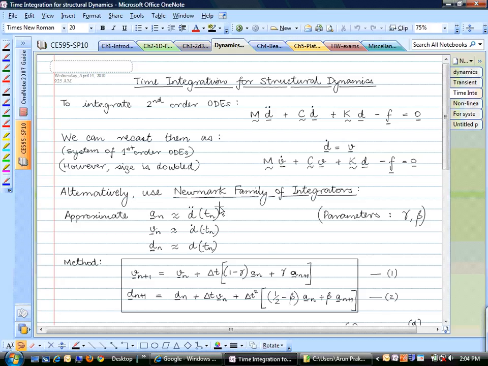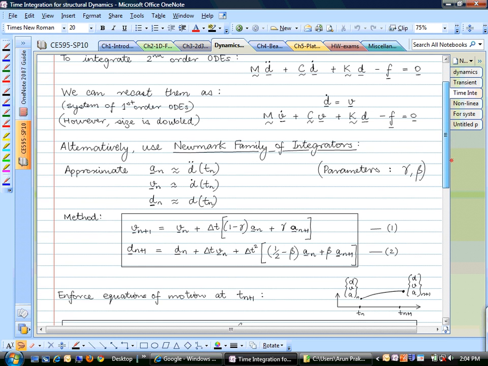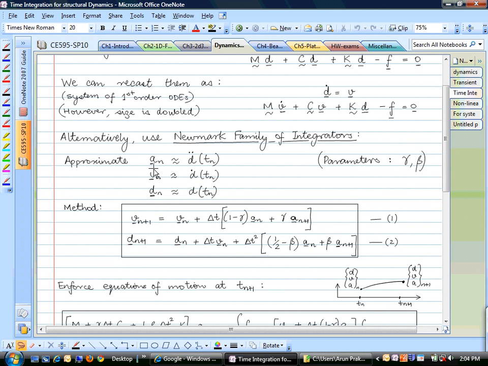So this Newmark family of integrators, what it allows you to do is actually integrate this second order equation directly. And let's see how that works. So again, the approximations that we use is that accelerations will be denoted by a, velocity, and displacements. These are approximations for the value at Tn. So for example, here, this is the value at Tn. We know the state at Tn. We know displacements, velocities, and acceleration at n. Using this information, we have to go to n plus 1.